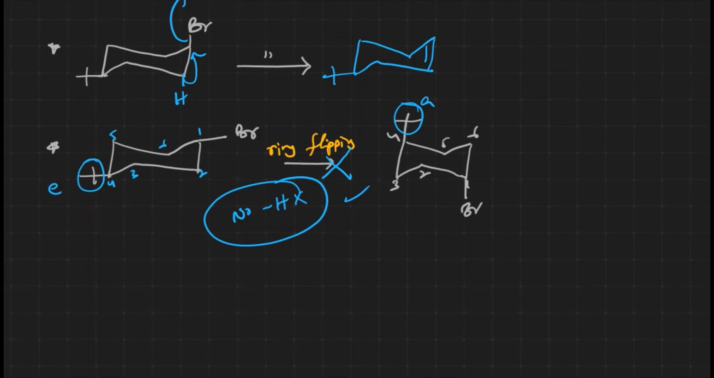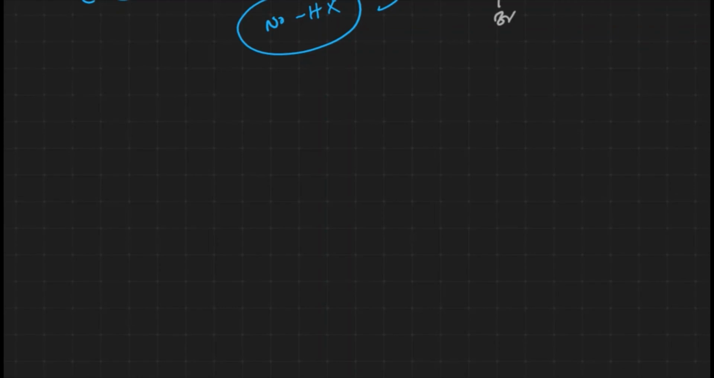If ring flipping won't take place, what happens? Bromine stays at the equatorial position itself. From the equatorial position, no elimination takes place. This is how the reaction generally takes place, right? This is all about what we call dehydrohalogenation reactions. Let me take another example from the bicyclic compound, right? In a bicyclic compound, how does the elimination take place?